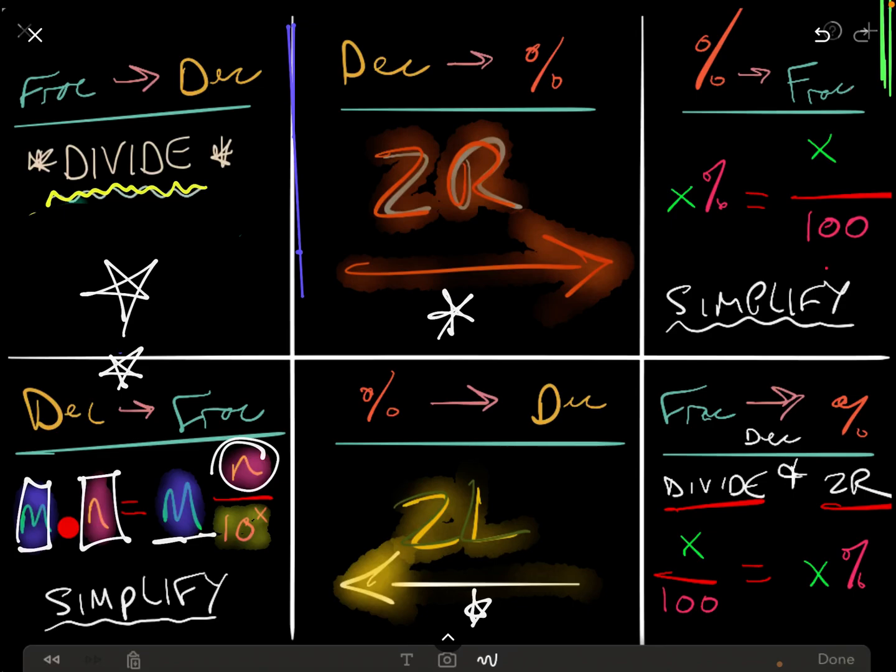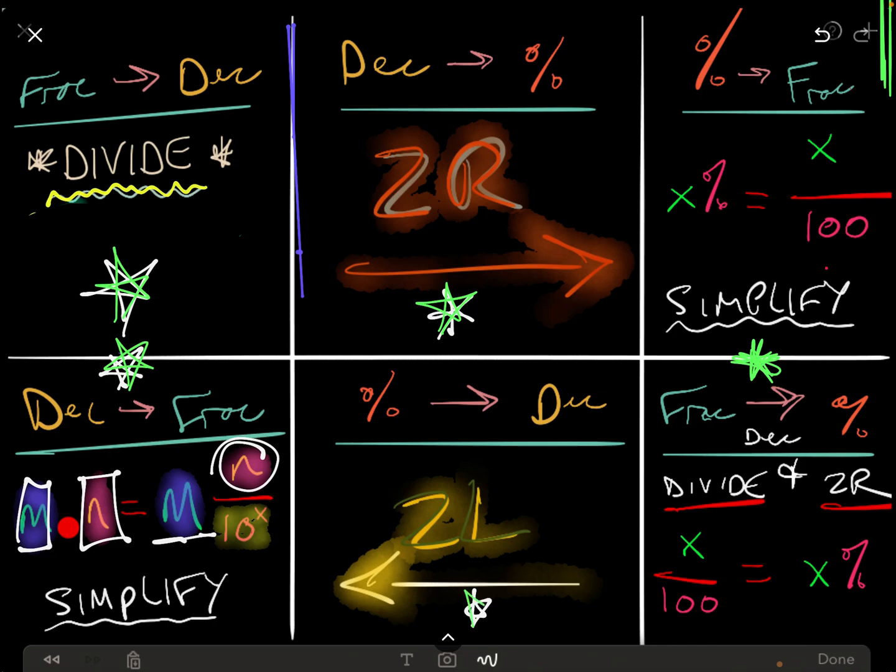All right, we are here, the last conversion, going from fraction to percent. Let's review from the beginning. Fraction to decimal: when in doubt, divide it out. Decimal to fraction: whatever's to the left is your whole, whatever's to the right is your numerator over some power of 10.